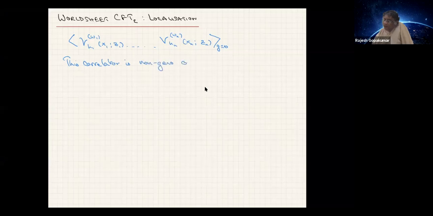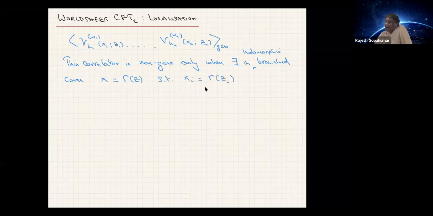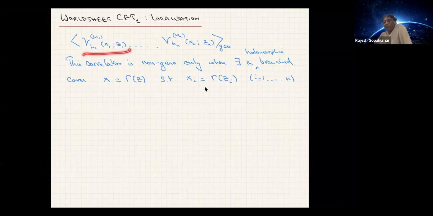only when there exists a branched holomorphic branch cover x equal to gamma of z such that each of the points zi, so i equal to 1 to n, are mapped to the xi. So when I write these vertex operators in general, x is some label in the space-time sphere, and z is a label on the world sheet. They are a priori unrelated.